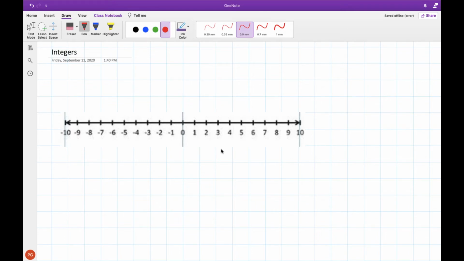This is going to be the first video on integers. We're going to have two today and then two tomorrow. So this video is going to be focused on adding and subtracting integers. But before we get into that, we should probably talk about what integers are.